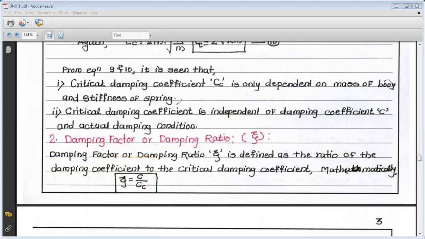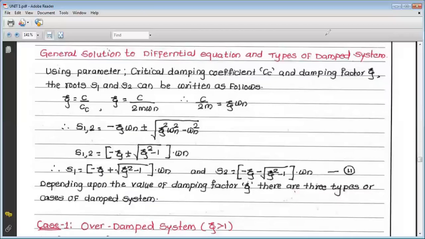So this is one part of your free damped vibration. Now how this zeta and this Cc are incorporated in S1 and S2, the roots of the equation, that we'll see later. Next is the general solution to the differential equation and the types of damped system.